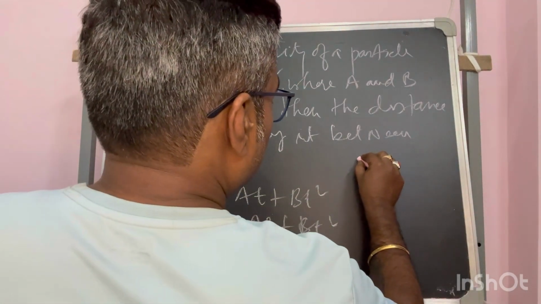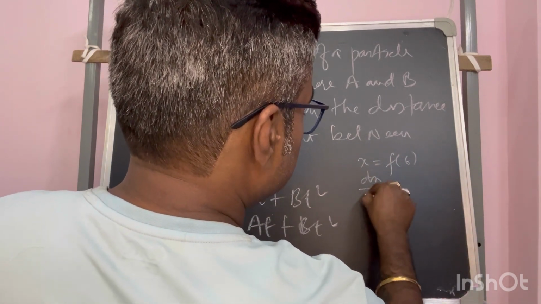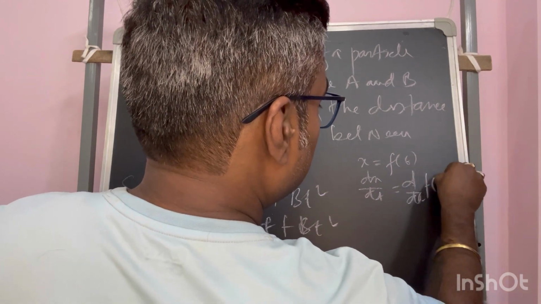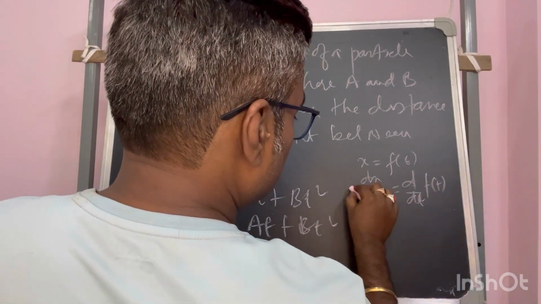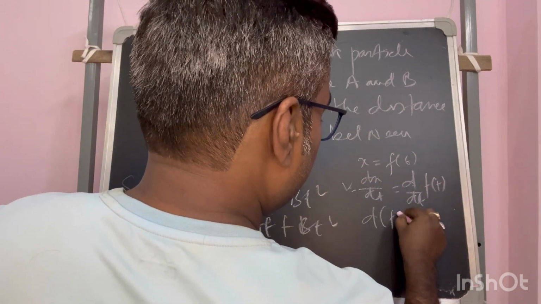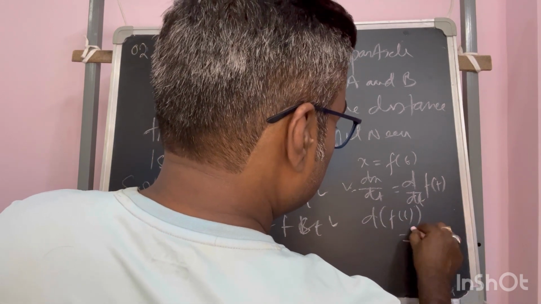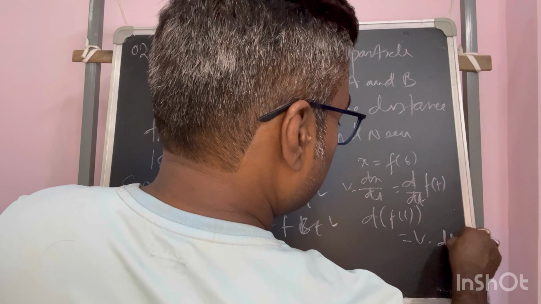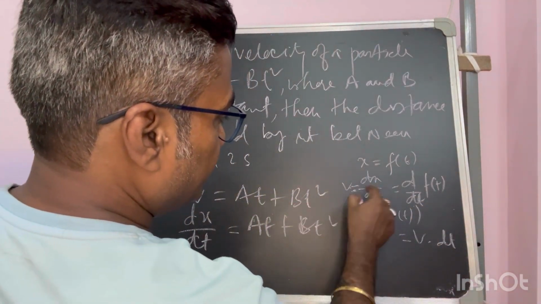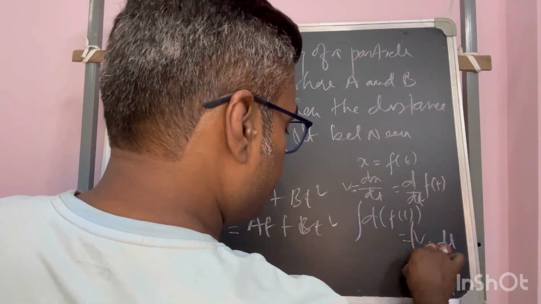Means if x is a function of t, so I can find dx/dt by differentiating that function with respect to t. So this will give v. Now the reverse of that: if I want to find the function of t, this can be written as the function of x is equal to the integral of v dt. So this is the process where I will do integration.